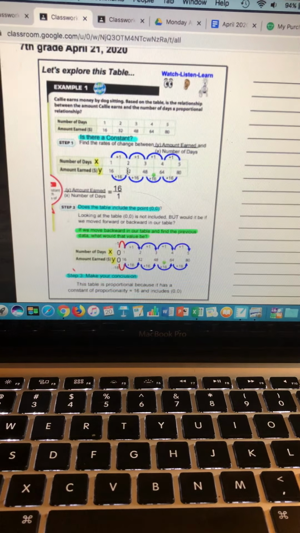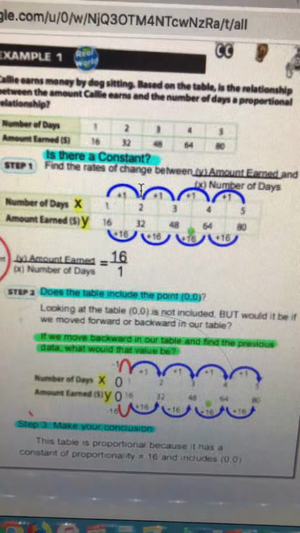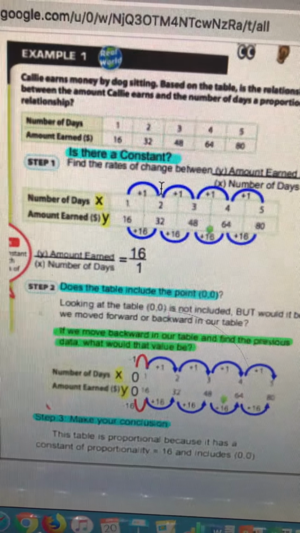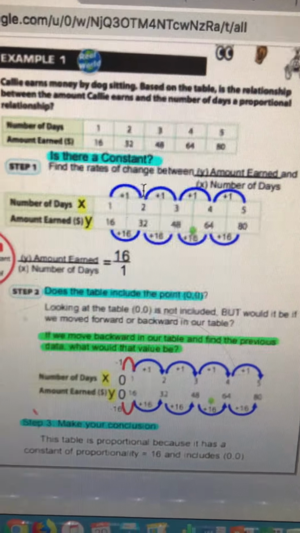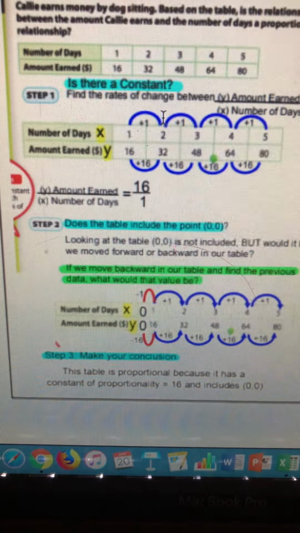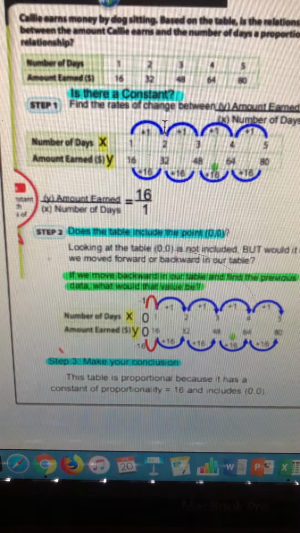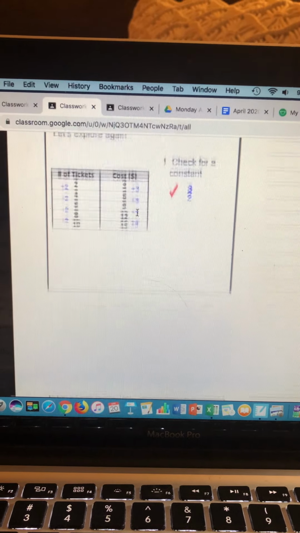So we're going to get into some tables. Here's an example fully worked out where they're going to give you a table and there will be a constant visible that you'll be able to figure out, but there won't be 0, 0 included. In that case, we have to do a little extra work and sometimes move backwards in our table by reversing our constant to see if 0, 0 would be there. Okay, so you basically are doing the same thing, just a little extra work to check for that 0, 0. And that's what's here. So I have our first example here.